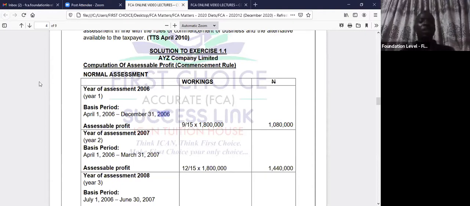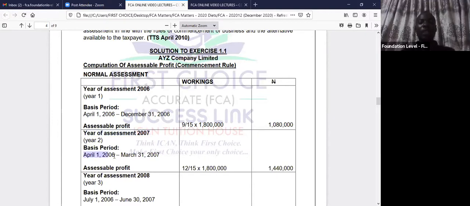So I told you this date, April 1, is going to be used twice. This is the first time you are using it. Let's forget about the workings for now. Let's look at the date because it's important for you to know this date. Now, April 1. Now, go to the second year of assessment. We say that's year 2, 2007. We are going to use this date 2 times. So this is the second time we are using it.